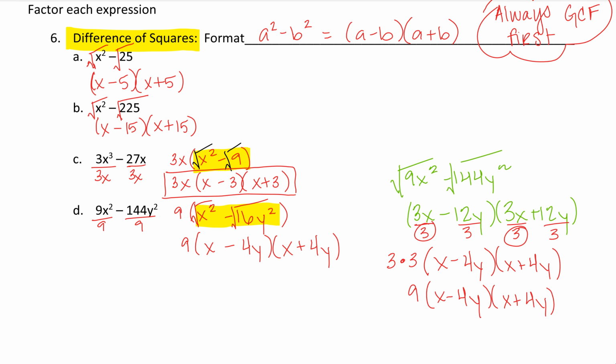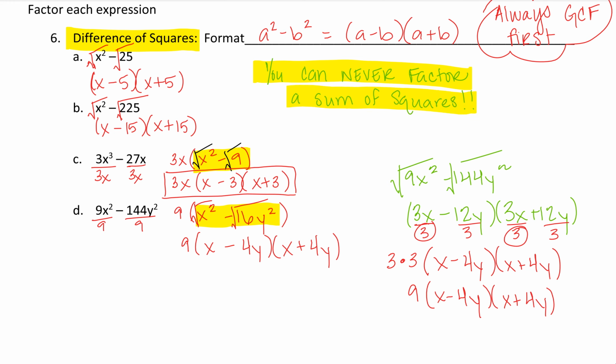So you can never factor a sum of squares. Never, ever, ever, ever, ever, ever. I cannot stress this enough. There will be one given to you on some type of assessment as a trick question or a question to trip you up. You cannot factor the sum of two squares.